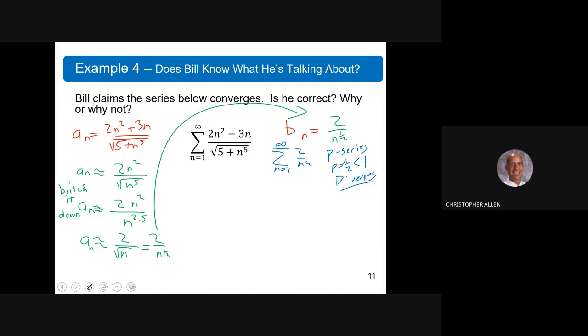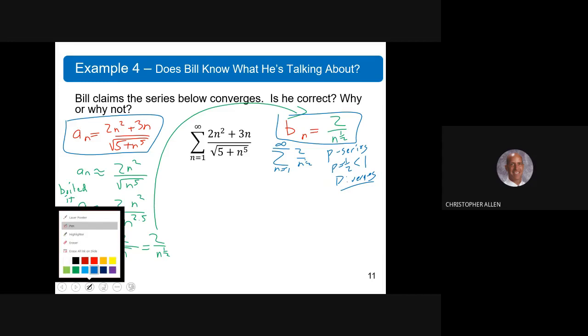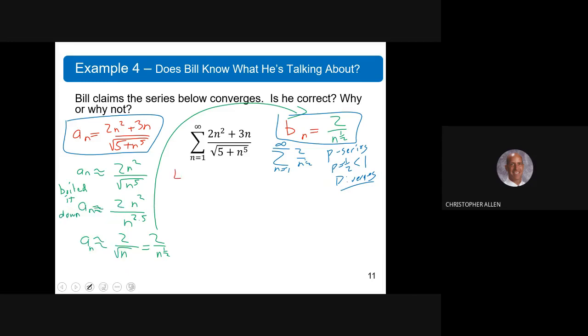Now I've kind of already tipped my hand here, haven't I? We're going to find out that Bill is incorrect. But now I'm going to go through and do the mathematics to finish this off. All I've done so far is figure out what my b sub n is going to be, based on the important characteristics of a sub n. So now we're going to do the actual limit comparison test.